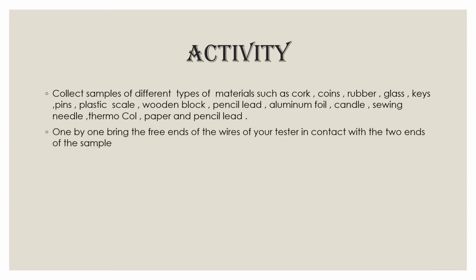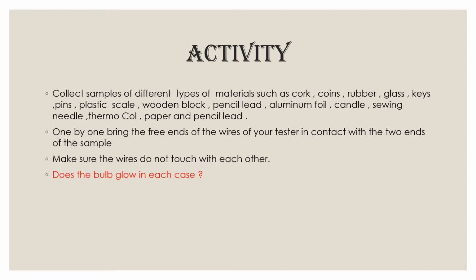One by one, bring the free ends of the wires of your tester in contact with the two ends of the sample. Make sure the wires do not touch each other. If they touch each other, the circuit will be complete. You will not be able to know whether the thing you're testing is an insulator or conductor. Does the bulb glow? In each case, find them out and you can write them on a table.